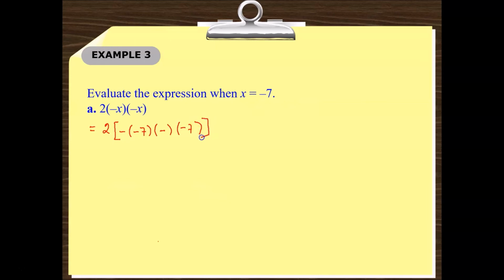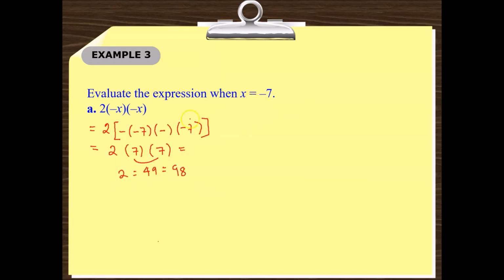So these are all multiplication. So we end up with a 2. Negative times negative 7 is positive 7. And a negative 7 will give us a positive 7. So finally, we have 7 times 7. We all know it's 49 times 2. This will give us 98.